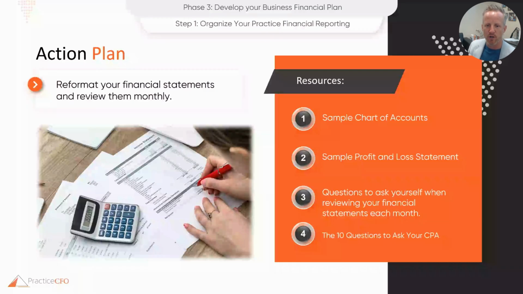On the next episode, we're going to go into step 2, which is understanding your break-evens. You can't define your break-evens in your practice until you have healthy, clear financial reporting. That's why these are sequential. And I'm looking forward to doing that one.